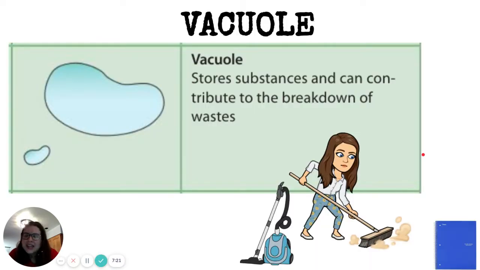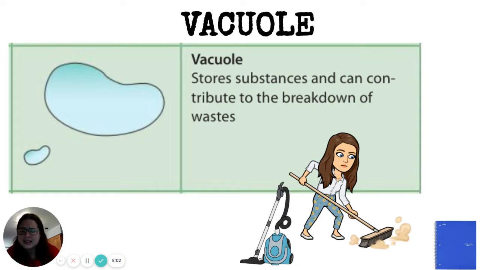Okay, the next structure I'd like to talk to you about is something called the vacuole. This is found in both animal and plant cells. Now that word vacuole kind of reminds me of the word vacuum, like you'd use to clean up your house, right? And actually, the purpose of a vacuole is really similar to the purpose of a vacuum. Vacuoles store substances and can help contribute to the breakdown of wastes. So vacuoles can help clean up the cell, okay, which is the purpose of a vacuum.